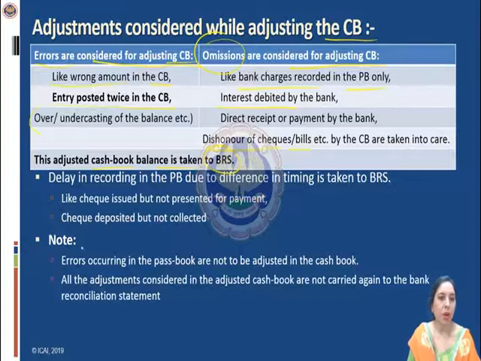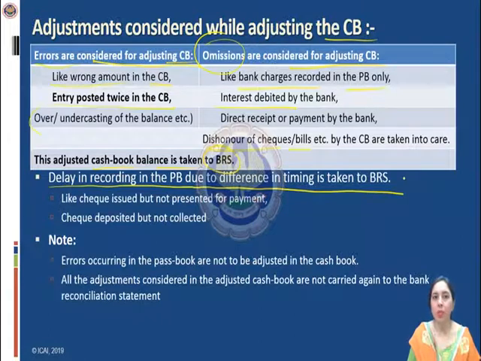After this, what is recorded in the BRS? Any kind of delay in recording in the passbook due to a difference in timing is taken into the BRS. When a check was deposited but has not been credited by the bank, or a check had been issued but not presented in the bank, there is a time lag or a time gap. A check was issued on, say, 30th April and recorded in the cash book, but in the passbook it is not debited till the end of 30th April. It is presented on some next date in the month of May. So such a transaction will be taken to the BRS.